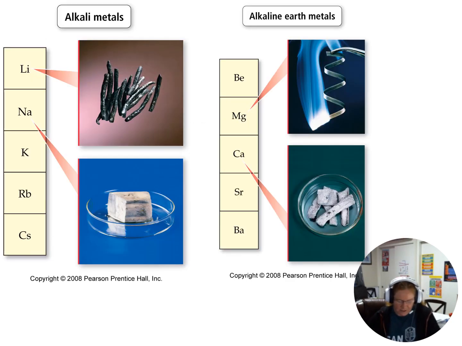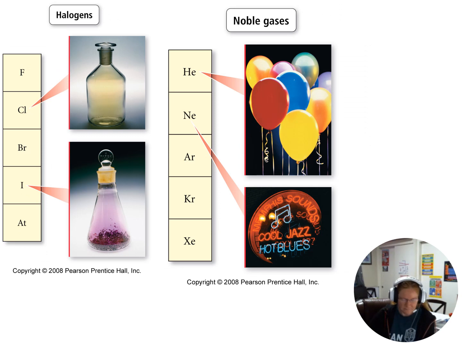Okay. And so here you can see some pictures of lithium and sodium. We've got some magnesium and calcium there. And so again, our alkali metals, group 1A, they all have 1 valence electron, similar reactivity. Alkaline earth metals, 2 valence electrons, similar reactivity. Our halogens and our noble gases, so our halogens, 7 valence electrons. Again, similar reactivity. Noble gases, they don't like to react.